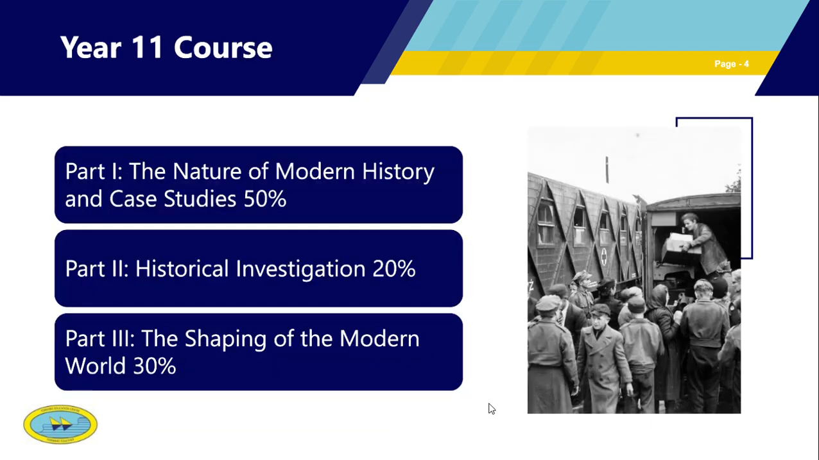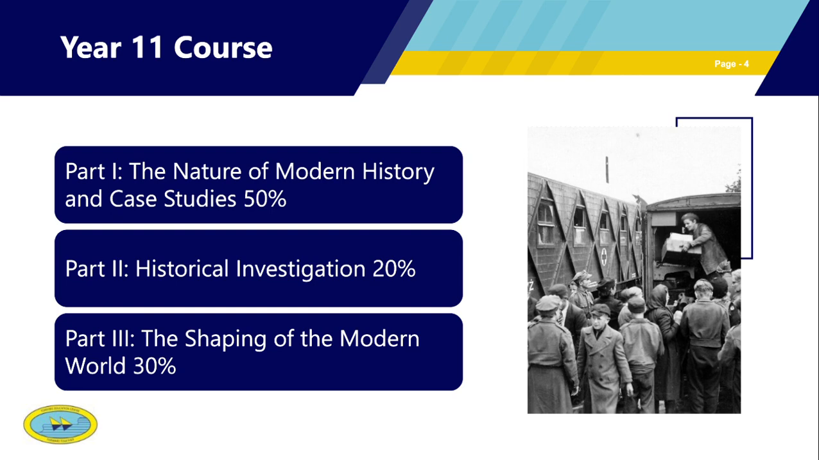So here is a bit of a breakdown of the Year 11 course. So you can see there are 3 distinct aspects, and I'll just run through each one now for you. So you can see part 1 is called the nature of modern history, and also you have case studies. All right, and that's worth 50% of the course. So the nature of modern history is basically an introduction to the idea of modern history.